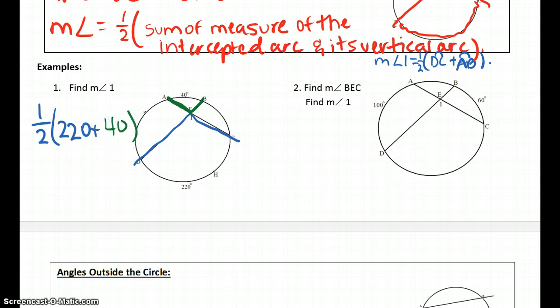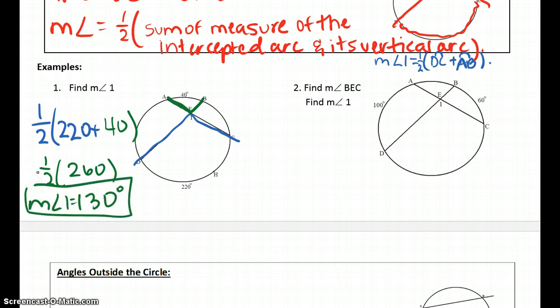Okay, so I'm going to be doing 220 plus 40 and then multiplying by 1/2. And multiplying by 1/2 is also the same thing as dividing by 2. So I am going to be taking 1/2 of 220 plus 40, which is 260, and 1/2 of 260 is 130 degrees. So the measure of angle 1 is 130 degrees.